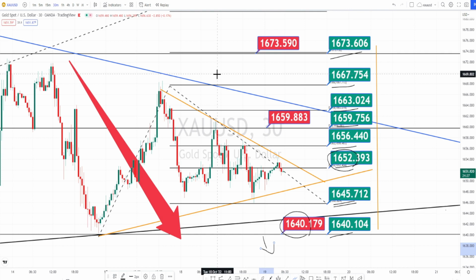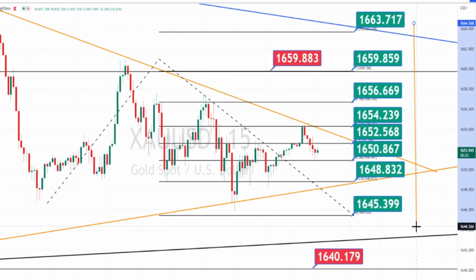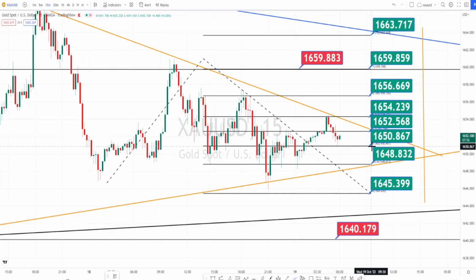Let us mark the support and resistance levels for 15 minutes time frame. So the values within this green color boxes are the resistance and support levels for current price action in 15 minutes time frame. Currently the price action is trading between the support level of 1650 and resistance level of 1652. Once the price action breaks this resistance level of 1652, next level of resistance is going to be around 1654, 1659 and 1663. And if the price action breaks the support level of 1648, next level of support is going to be around 1645 and 1640.